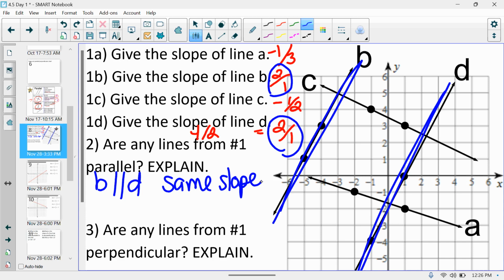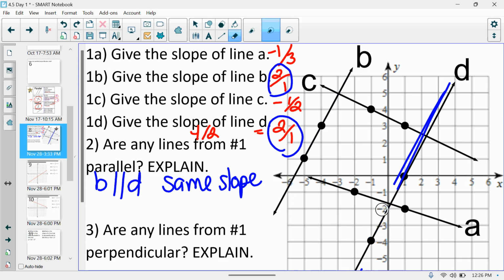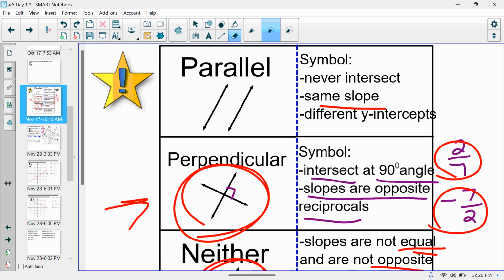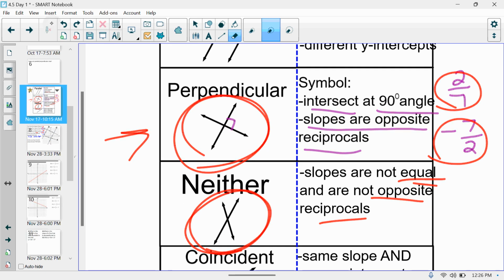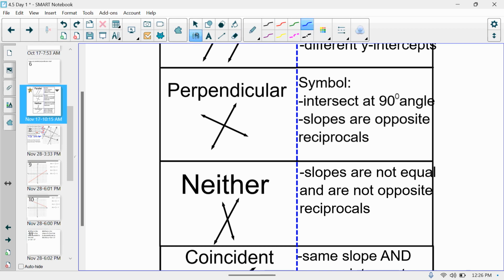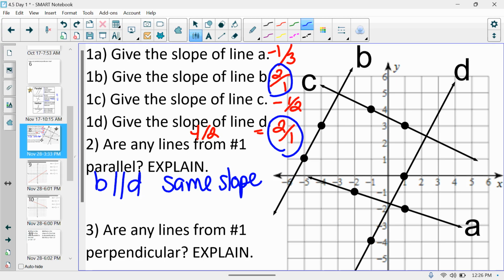Okay. Now we're going to look for if any are perpendicular. So perpendicular is a little bit harder to understand. Look back at your chart. To be perpendicular, the slopes have to be opposite reciprocals. Remember the example that I gave you, 2 over 7 and negative 7 over 2? So guys, this is why I had you leave 2 over 1 instead of writing it as 2. The reason I wanted you to leave it as 2 over 1 is because I want you to see that this number is what we call the opposite reciprocal of this.